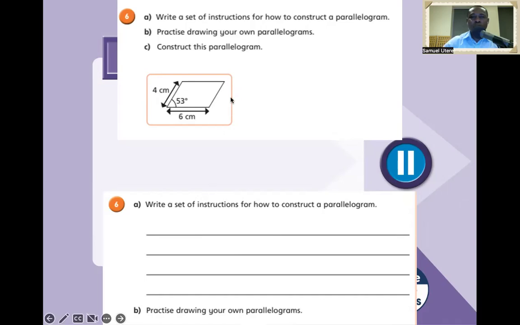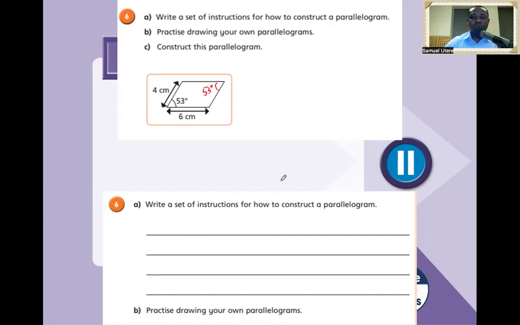Next, you would make sure that, since this is 53 degrees, you know that the opposite angles will be equal. So this will be 53 degrees.